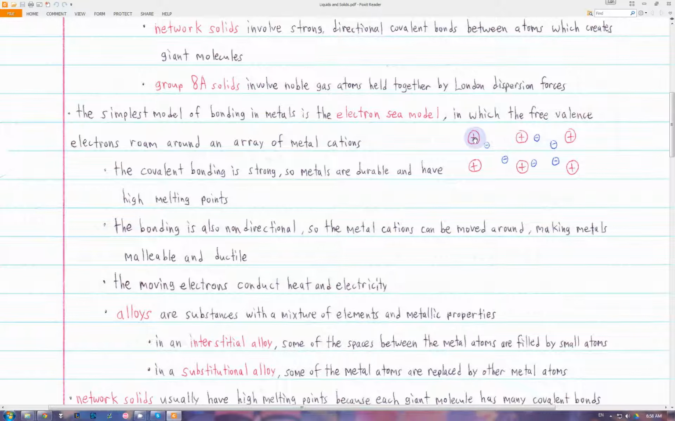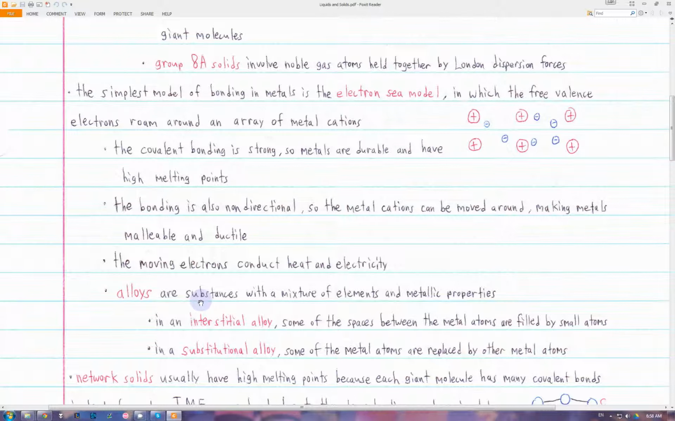And again, the bonding is also non-directional, which means that they don't have a preference as to what shape or position they're in. So this basically allows metal cations to slide around, which makes metals malleable. You can pound it into a sheet, and ductile, which means you can make it into a wire. And these delocalized moving electrons are the reason why metals can conduct heat and electricity well.